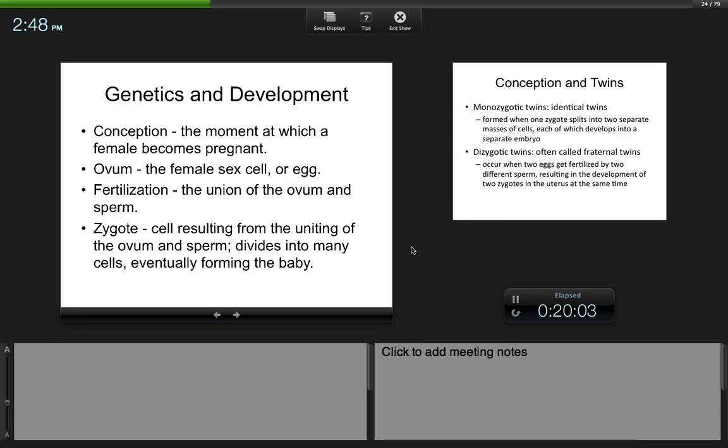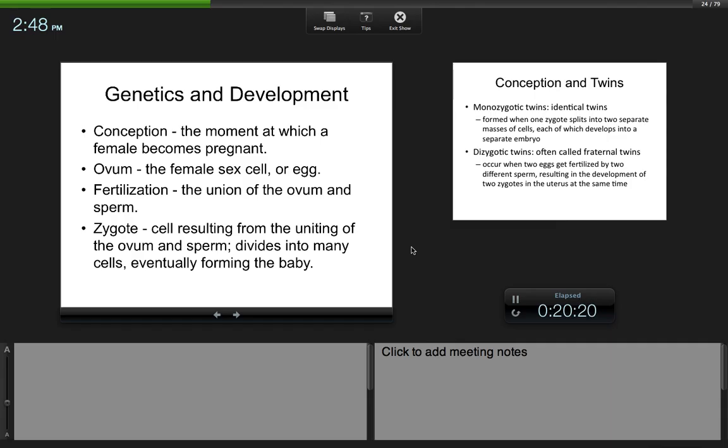Okay, so looking at what happens with development. Conception is the moment at which a woman becomes pregnant, right? We have the ovum that becomes fertilized. So ovum is the female sex cell, or what people typically refer to as an egg.